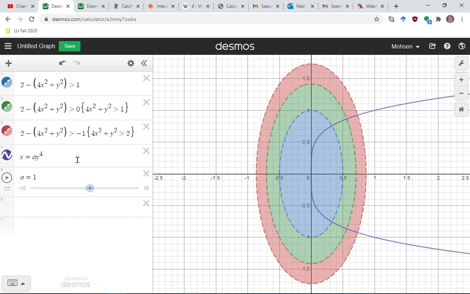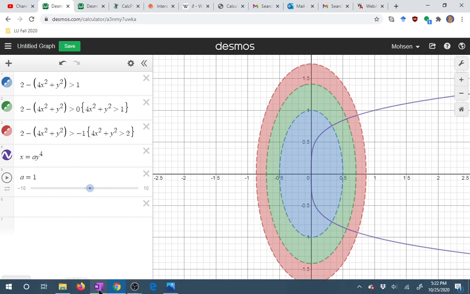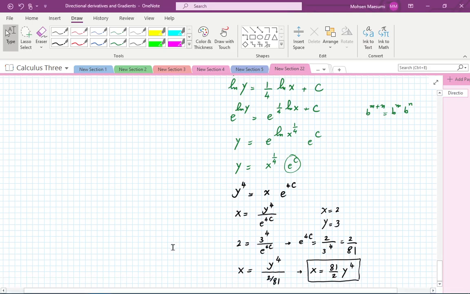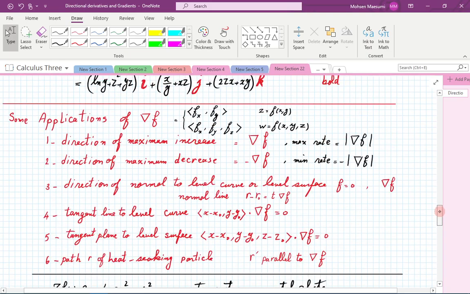Okay, let's take a look at another example, another problem that we are dealing with. What we did is that we figured out the direction of maximum increase, and the direction of maximum decrease is going to be opposite of that. The path of a heat-seeking particle: simple problems we can find this, but the full story requires a next class. Now let's explain the normal to a level curve, the tangential line, the tangential plane, and so on.